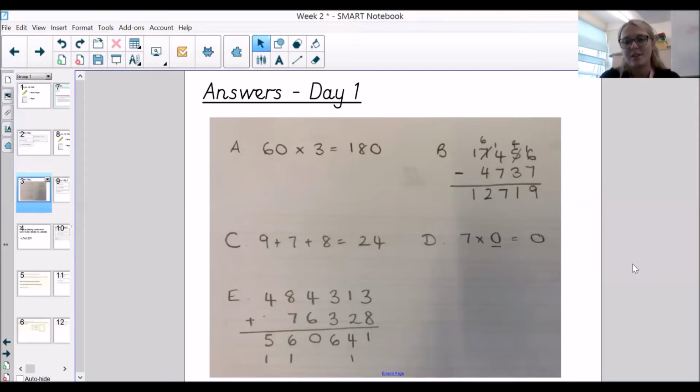D, 7 times something is 0. To get the answer 0, you times by 0. If you multiply anything by 0, you will always get the answer 0, no matter how big or small the number is. If you multiply by 0, you get the answer 0. So that missing number was 0.